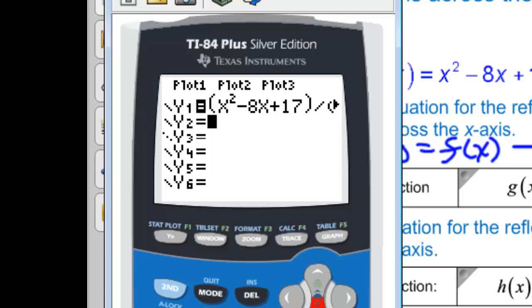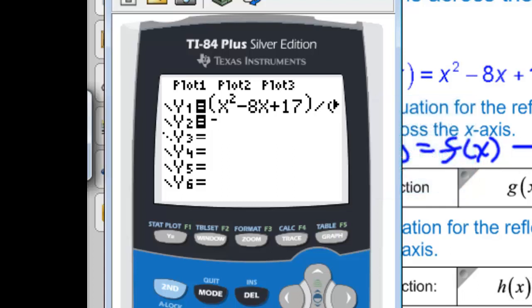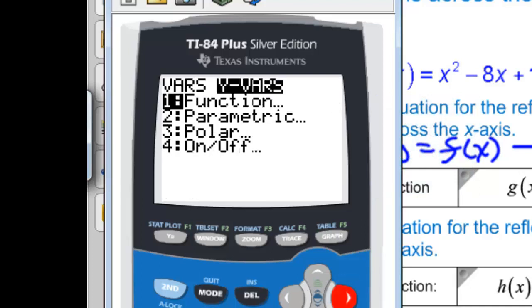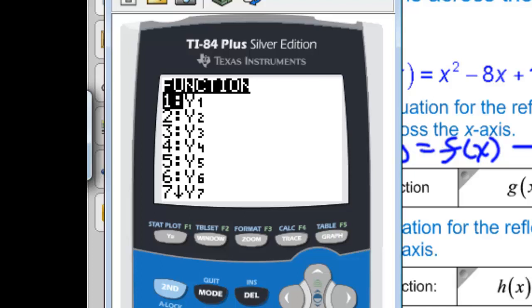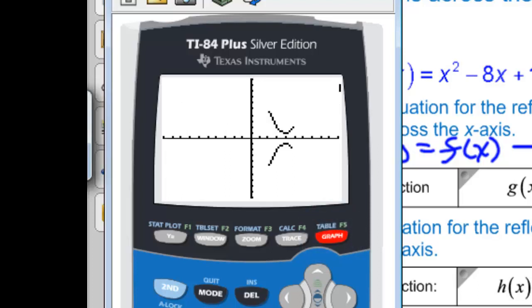So I'm going to hit the negative sign, not the minus sign, but the negative sign. And then I'm going to take the negative of what's in y1, function y1. And then let's take a look at the graph and see if that's what we got. It appears we have reflected across the x-axis.